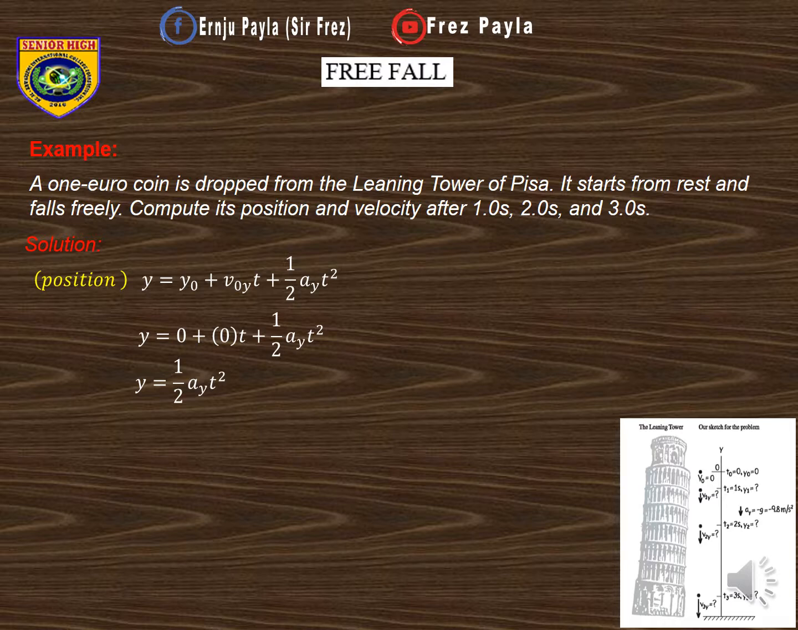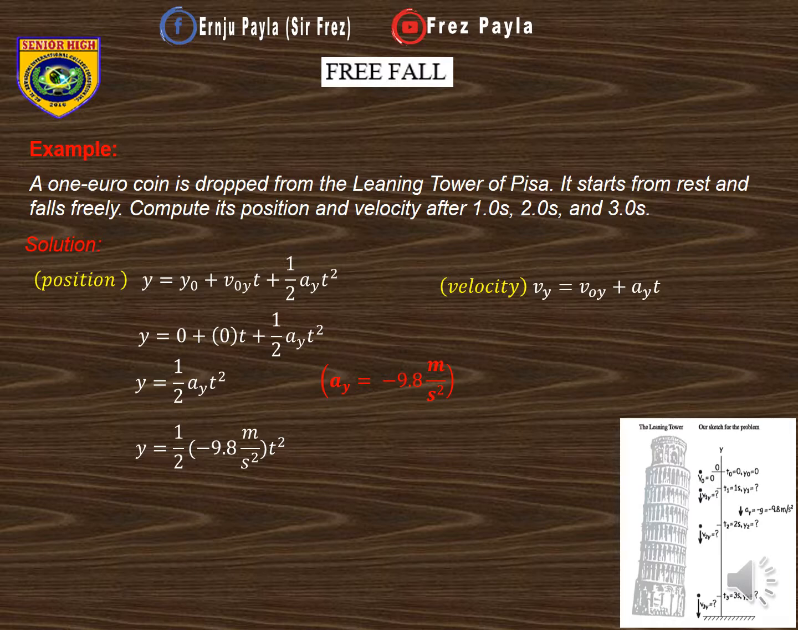The a sub y is the acceleration, the acceleration due to gravity. So y equals 1/2, and we replace a sub y with the value negative 9.8 meters per second squared, that is our acceleration due to gravity, and then t squared. This is what we will use to solve for the position.